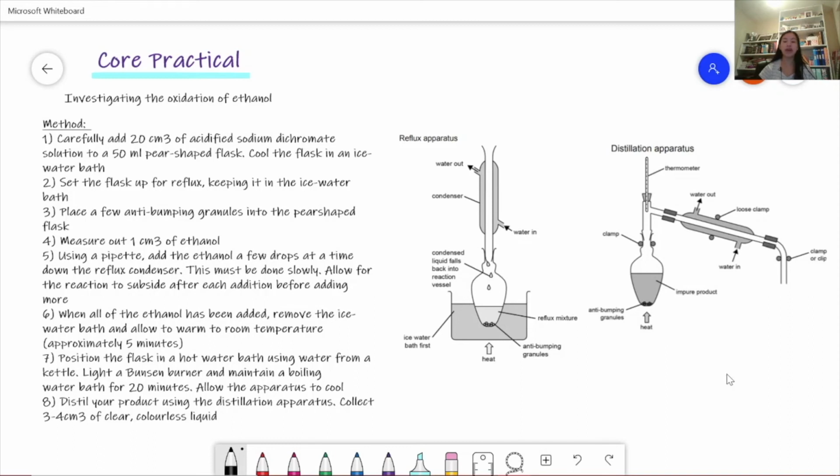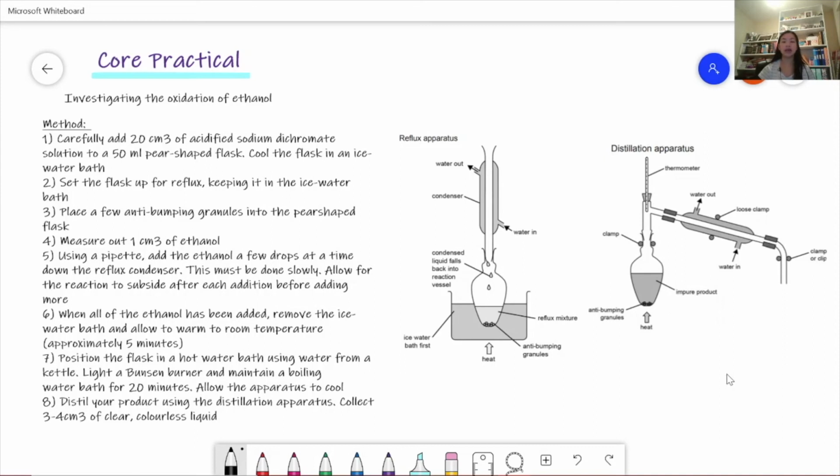And when all of the ethanol has been added, we remove the ice water bath and allow it to warm to room temperature. And then we position the flask in a hot water bath using water from a kettle and light a Bunsen burner and maintain a boiling water bath for 20 minutes. And then we allow the apparatus to cool. The last step will be to distill the product using the distillation apparatus, which is on the right, and collect 3 to 4 centimeters cubed of clear colourless liquid.